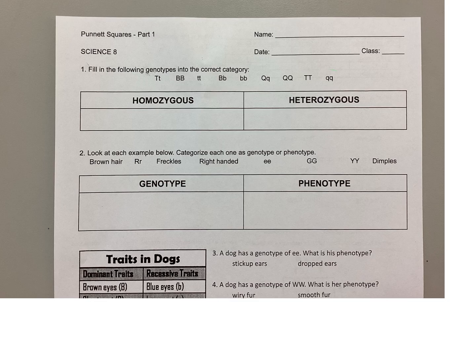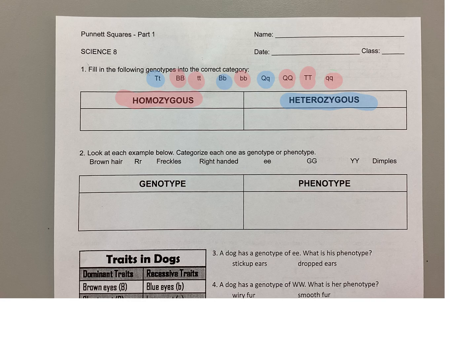All right, the next part of this is after you've done it on your own. So we're going to fill in the following genotypes into the correct category. The homozygous ones are where we have two of the same letter, so that would be capital, capital, or lowercase, lowercase. And then the heterozygous are where the uppercase is paired with the lowercase.